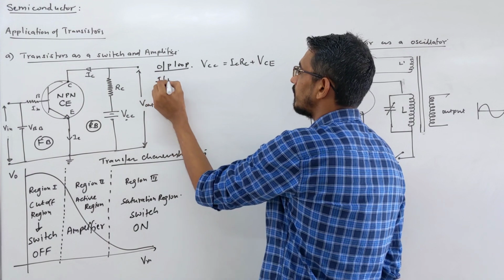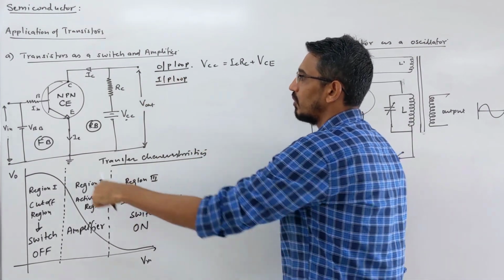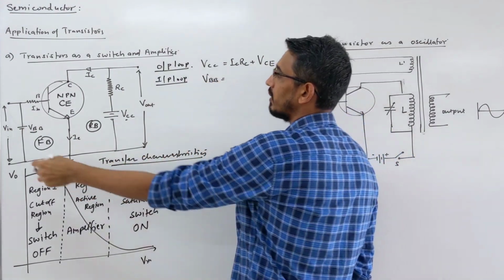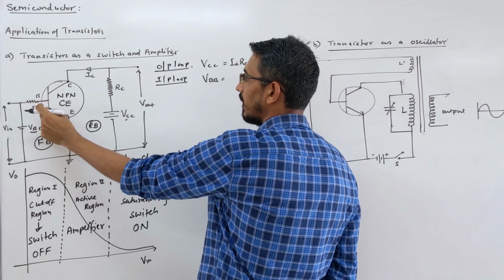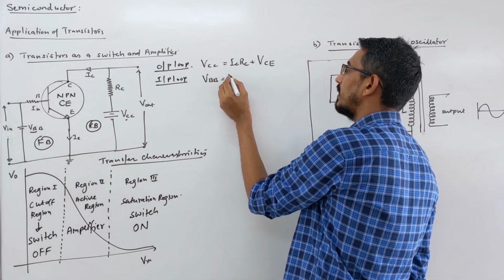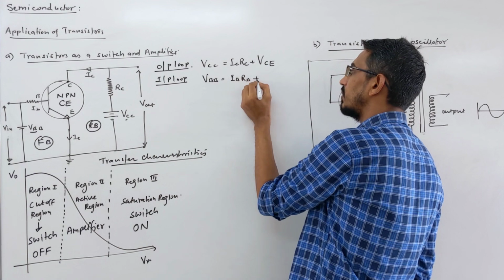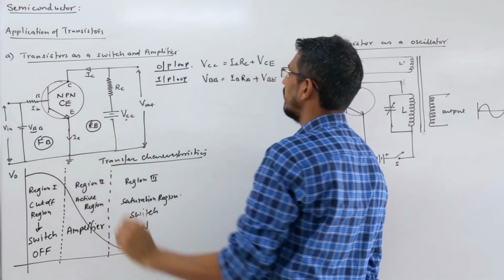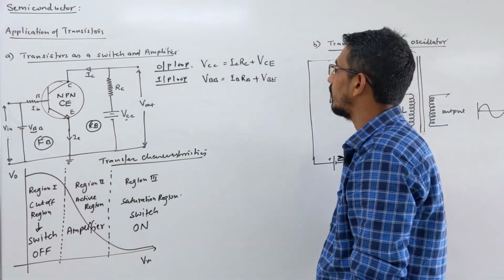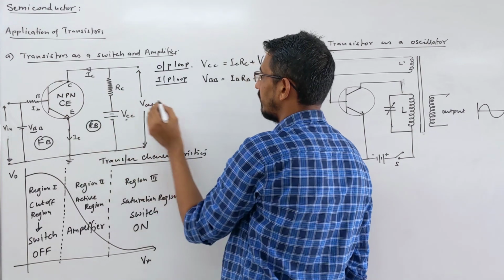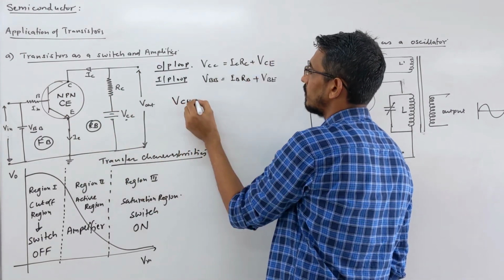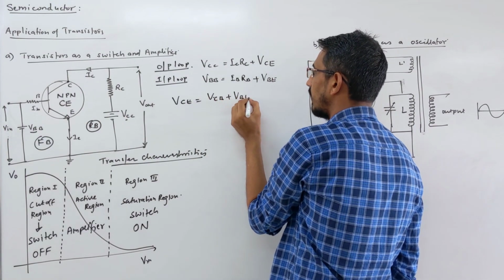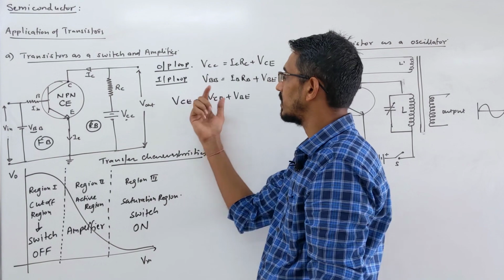Or you take the input loop, on this side. This is the battery VBB, the input battery. VBB is equal to the voltage drop across the input resistance and the B to E junction. So you can write IB RB, which is your input voltage, plus VBE, from here to here. And I already told you that the junction voltage from C to E, VCE, you can also write as VCB plus VBE. Numericals on this I have already done.